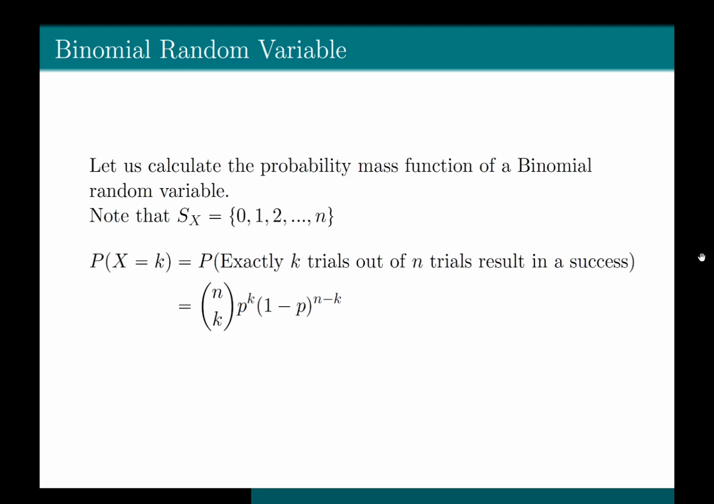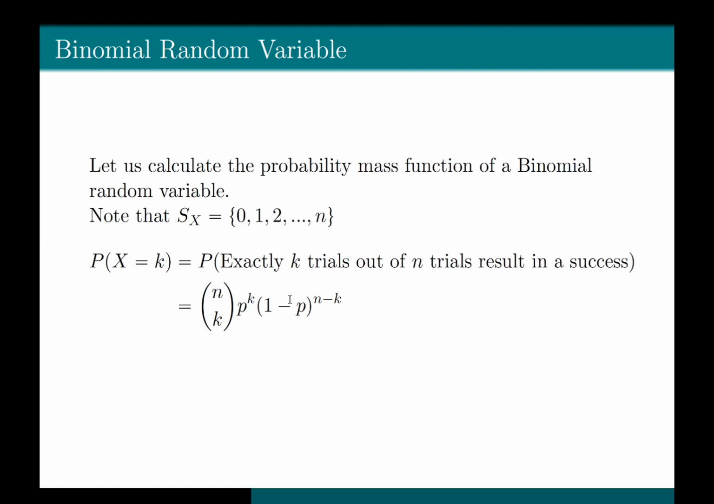Time to write the PMF of this random variable. So the probability mass function of a binomial random variable describes the probability of obtaining exactly k successes in n independent Bernoulli trials, where each trial has the same probability p of success. So now we are selecting k successes out of n trials. And how can you do it?